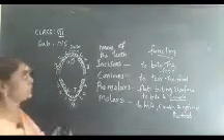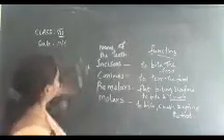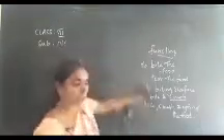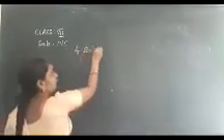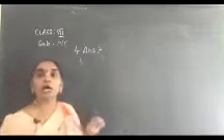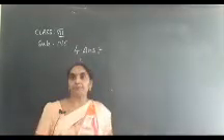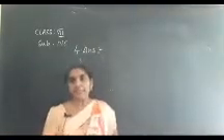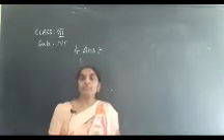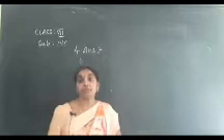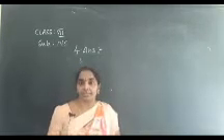So the next question, children, question number 4. What happens if the leaves of green plant are coated with the green paint? What is the question, children? What happens if the leaves of green plant are coated with green paint? So whatever the paint is, what happens to the plant? The plant dies. Why? The question arises, why the plant dies?